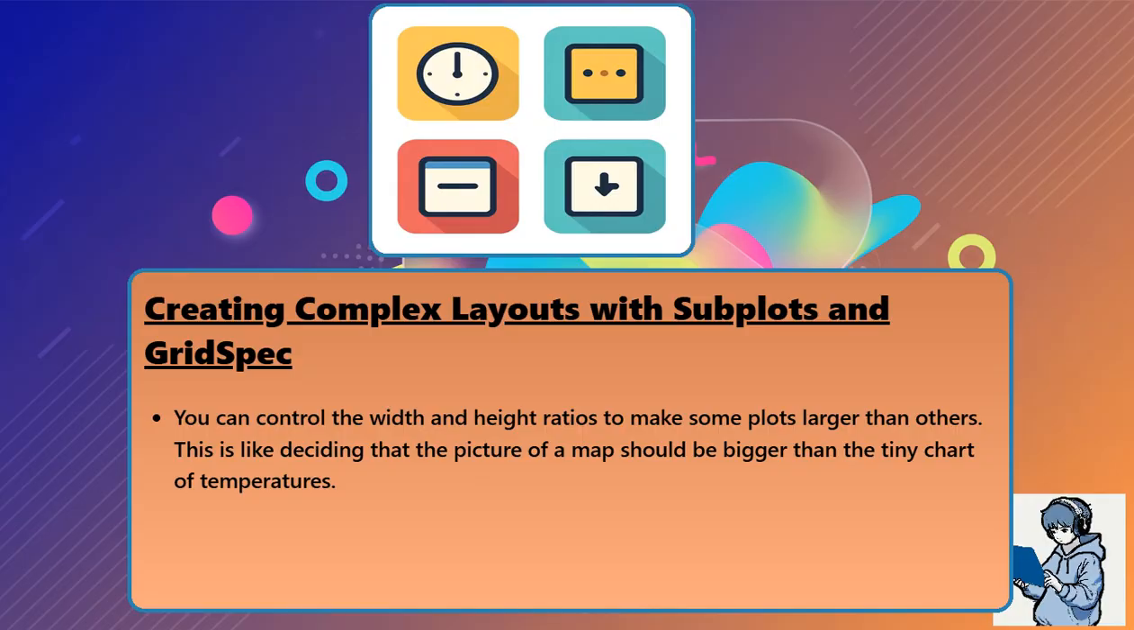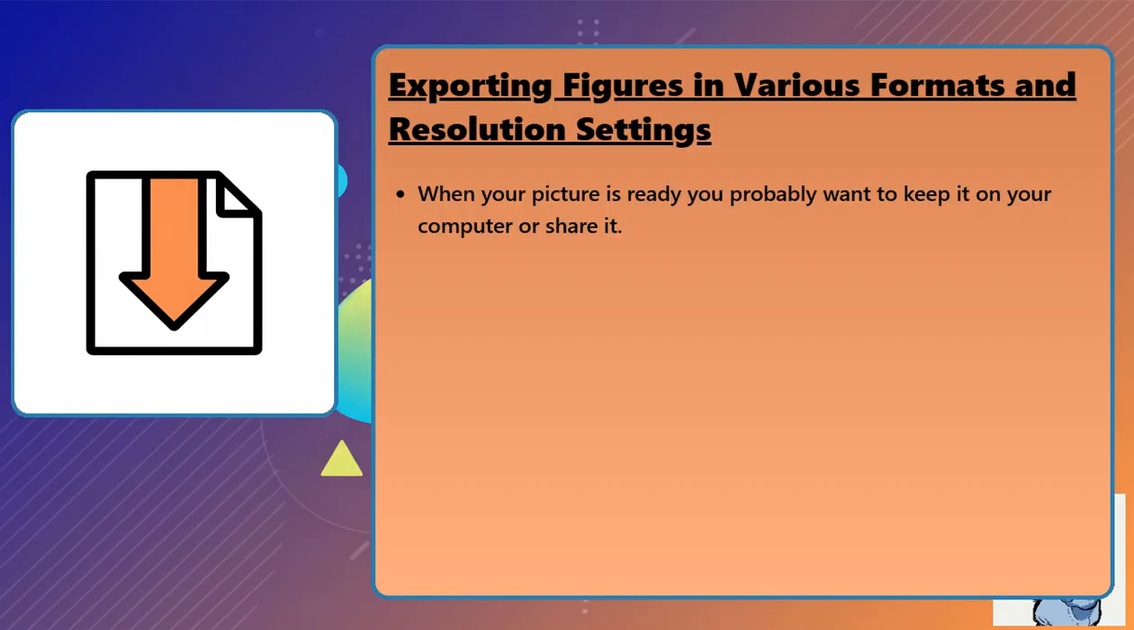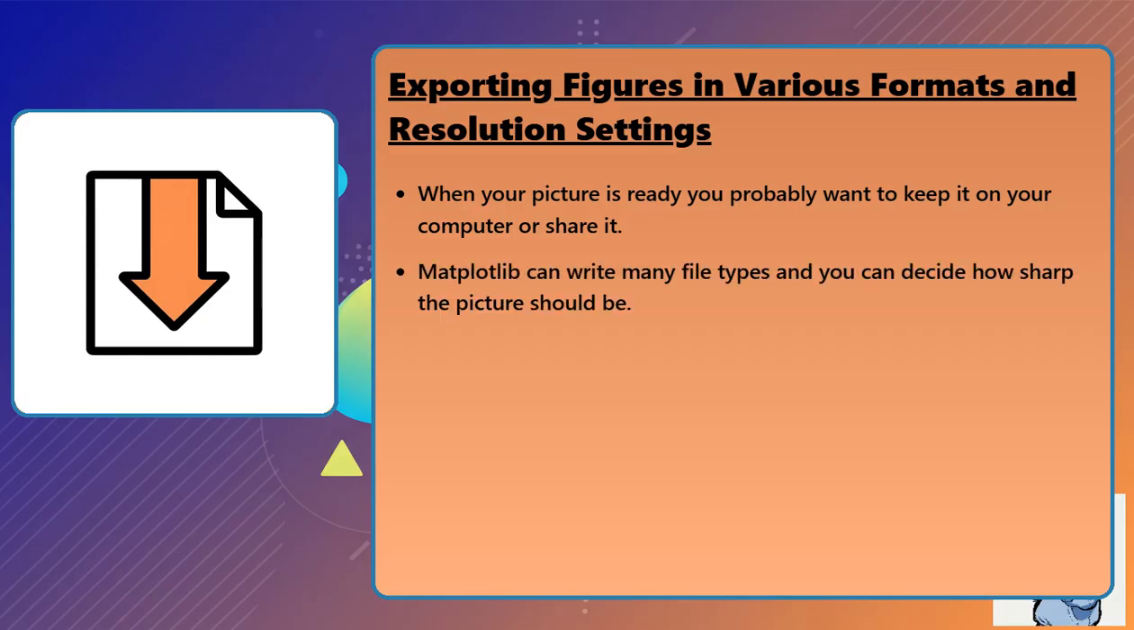You can control the width and height ratios to make some plots larger than others. This is like deciding that the picture of a map should be bigger than the tiny chart of temperatures. When your picture is ready, you probably want to keep it on your computer or share it. Matplotlib can write many file types, and you can decide how sharp the picture should be.